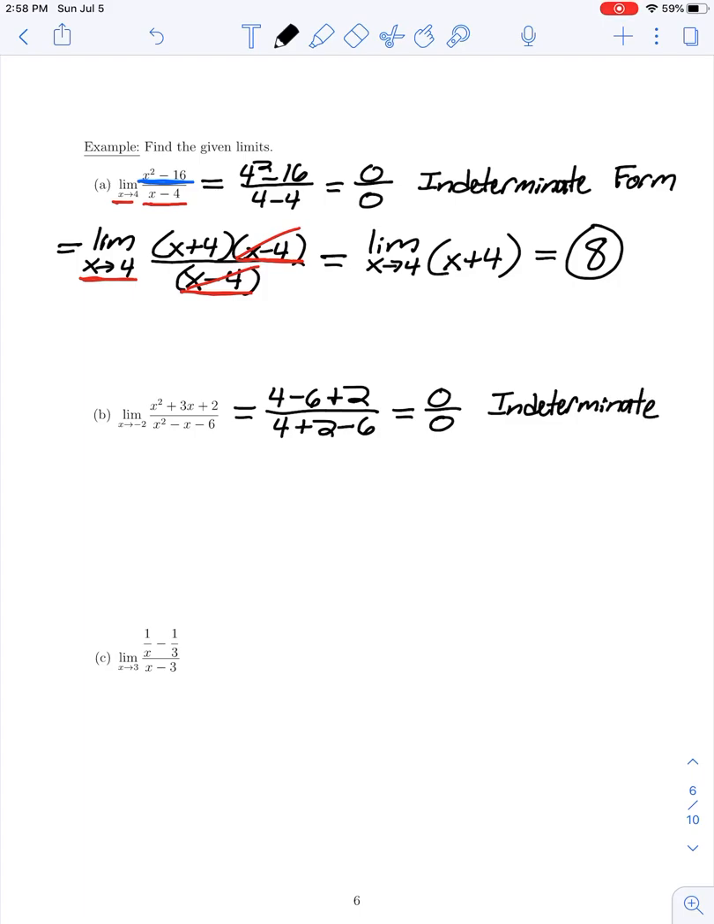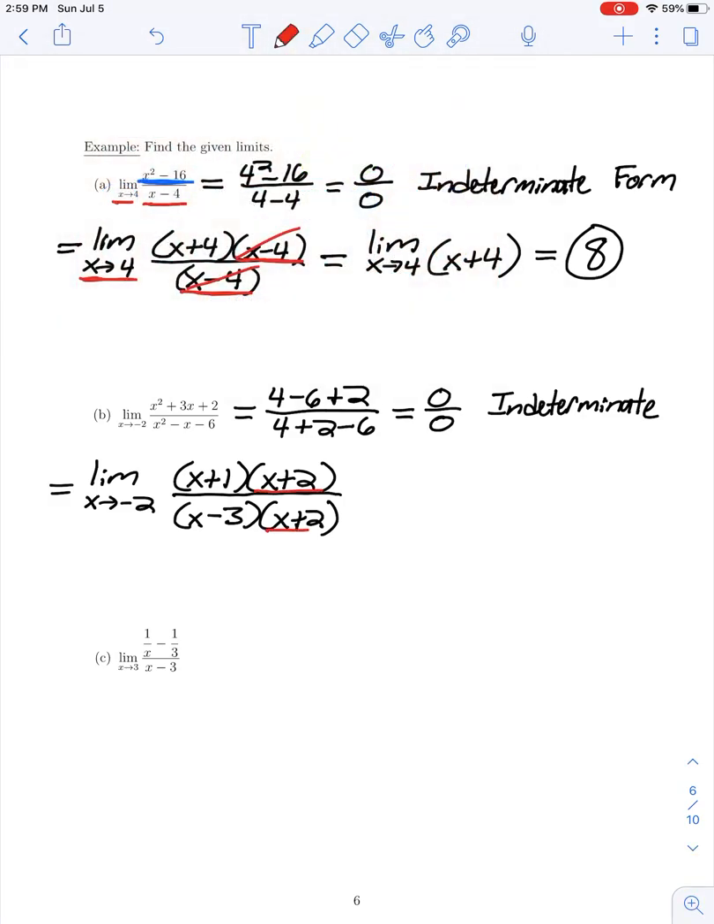Here our function is undefined at x equals -2, since we have division by 0. So if we use the same approach that we did in part A, we could try factoring the polynomial in the numerator and denominator. And in this example, our numerator can be factored as x plus 1 times x plus 2, and our denominator can be factored as x minus 3 times x plus 2.